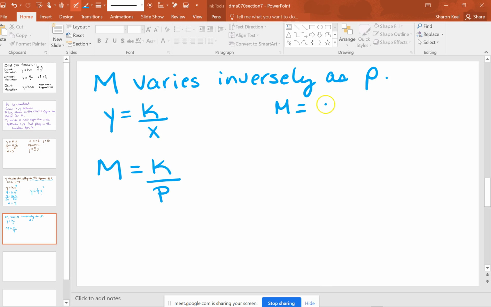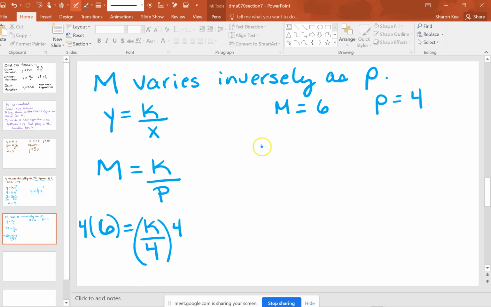If m is equal to 6 and p is equal to 4, so that would be 6 equal to k over 4. In order to solve for k, I've got to get the 4 out of the denominator. 4 times 6 is 24. On this side, the 4 canceled, so k equals 24. To rewrite the equation, it would be m equals 24 over p.